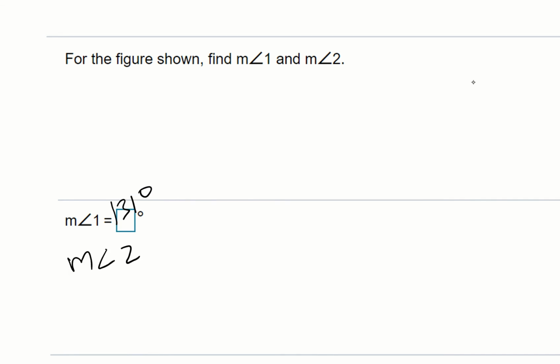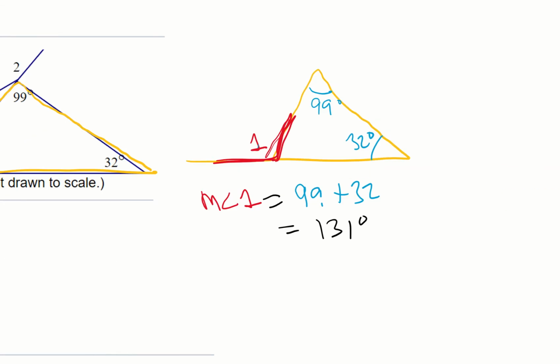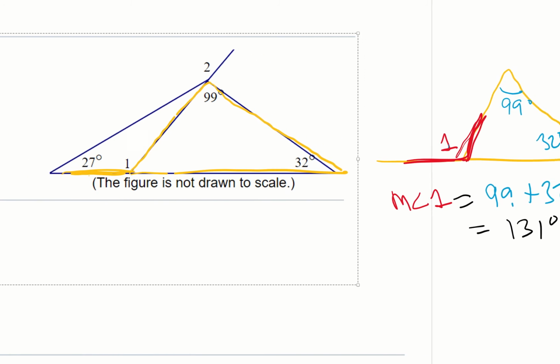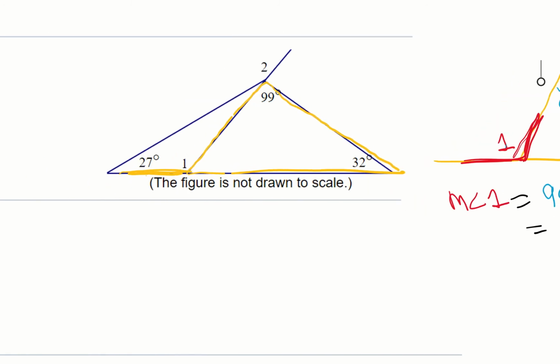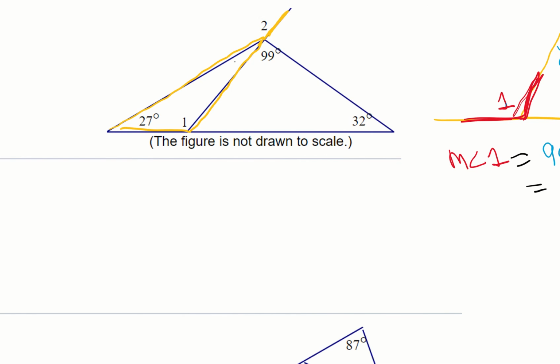Now, if they want to figure out angle 2, well, you're going to have to use a different triangle, right? Let's erase this, and this time we'll focus on using this triangle right here. So if we use that triangle, well, we get this, right?